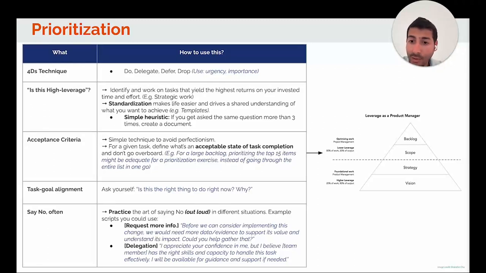And then we have task goal alignment, where it's just a simple question, right? If you choose to do a task, ask yourself, is this the right thing to do right now? And if the answer is yes, you also want to be able to answer why, right? And ideally it maps to a set of priorities that you and your team are working on.